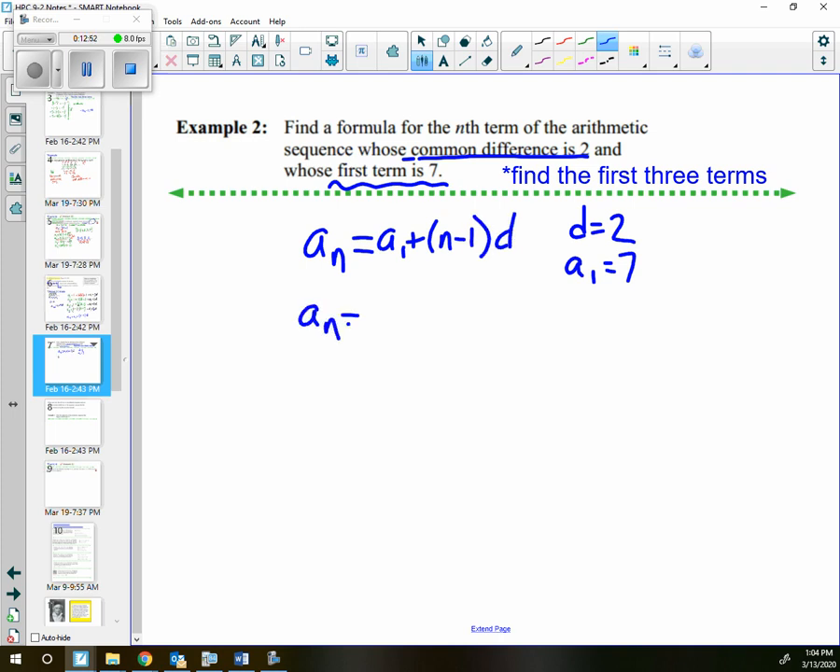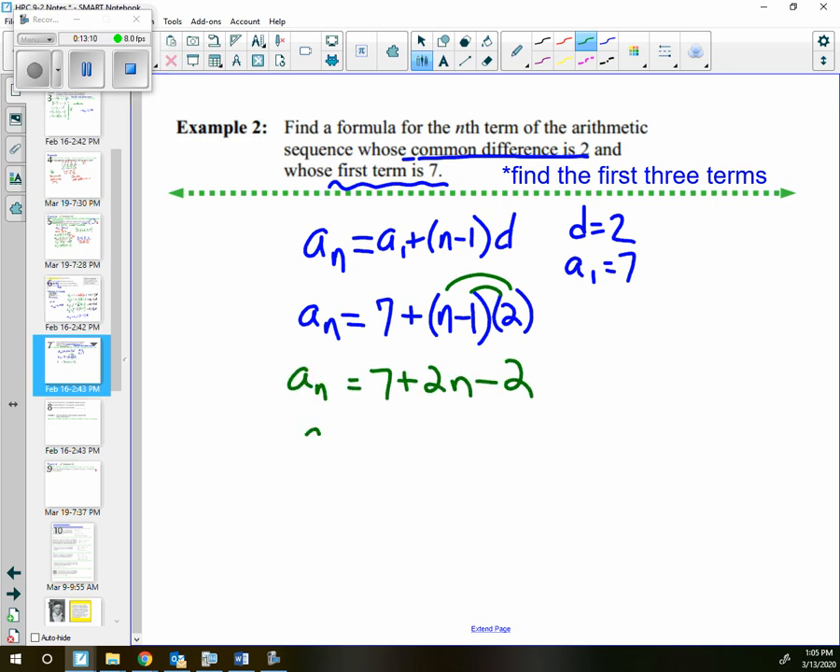So for the nth term, it would be A1, which is 7. N is our variable, so that's going to be part of this rule. That's going to represent our domain values, and then times our common difference, which is 2. Now this is fine, it's what it is, but it might be easier to do a little bit of simplifying here, make this a little bit easier. So 2n minus 2, and then put together your like terms. Looks like it would be 2n plus 5, and we can get our nth term equation.